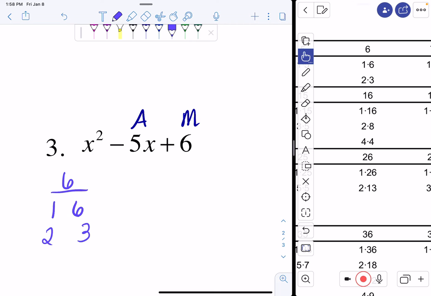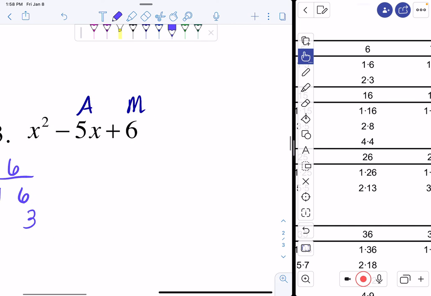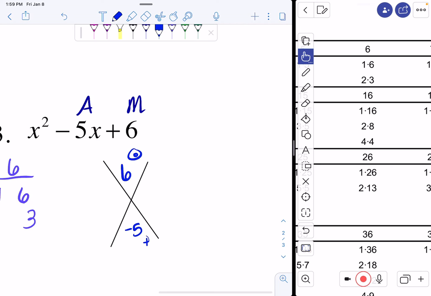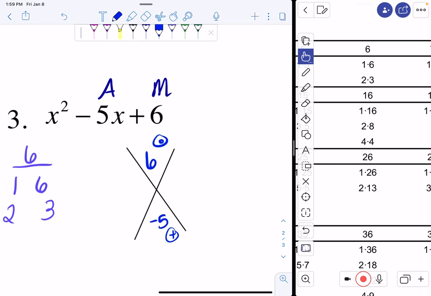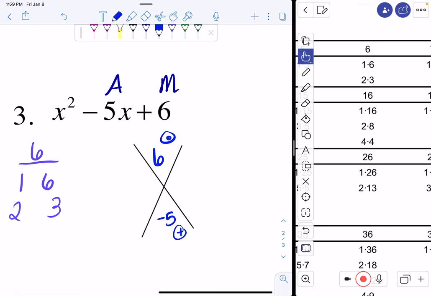What's weird about this one is I actually have to test each of these because I'm not sure which will give me a negative 5, because I could make a 5 out of a 1 and a 6, and I can make a 5 out of a 2 and a 3. So I want to multiply to a positive 6 and add up to a negative 5. This is where your number sense has to come into play. If I put a 1 and a 6 here, 1 times 6 is 6, but 1 plus 6 is 7. That doesn't work because I wanted a negative 5.